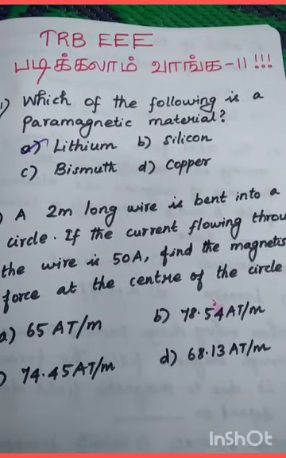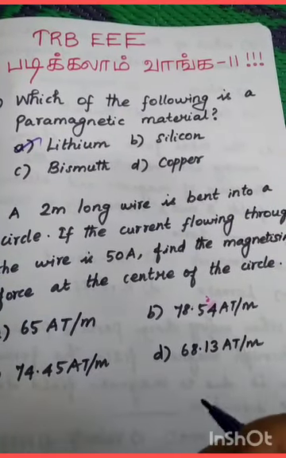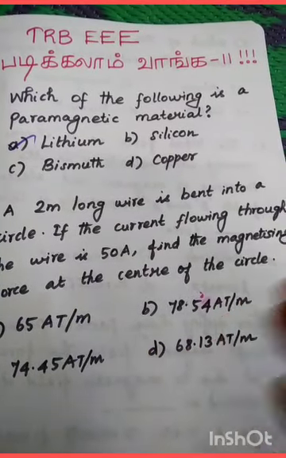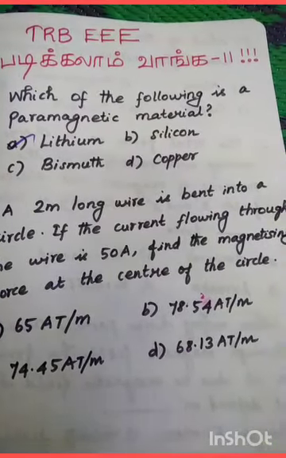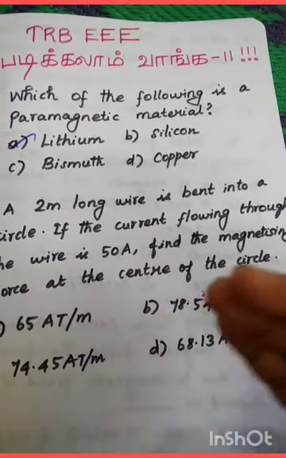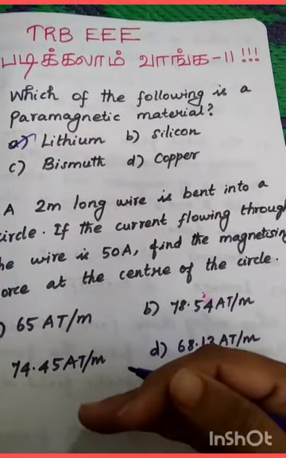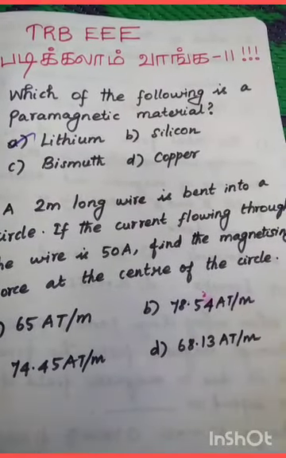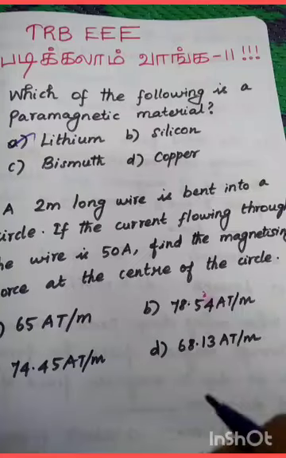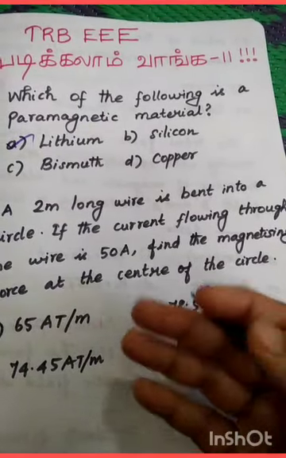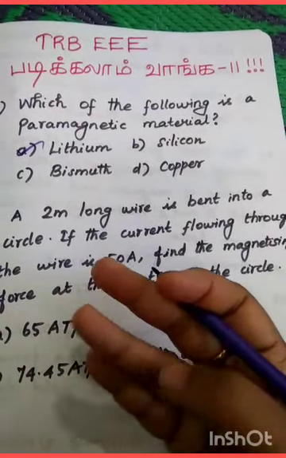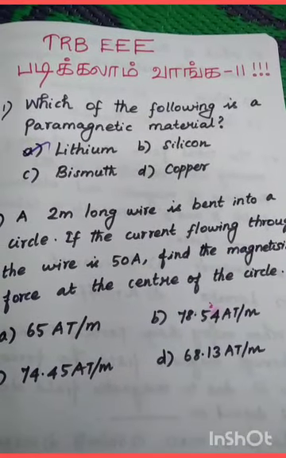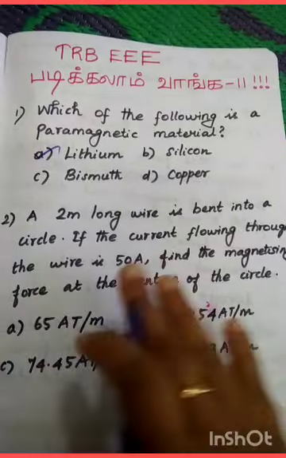For extra information, paramagnetic materials always have some net magnetic moment, whereas diamagnetic materials are slightly repelled by the magnetic field and do not have any net magnetic moment. Diamagnetic materials are, for example, copper, silver and gold. Next, we are going to solve a problem.